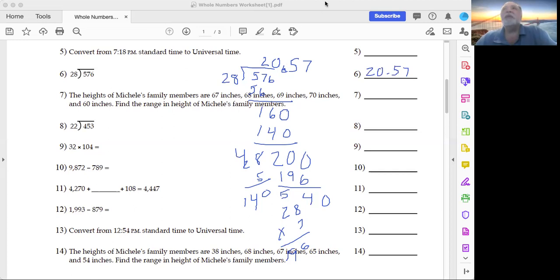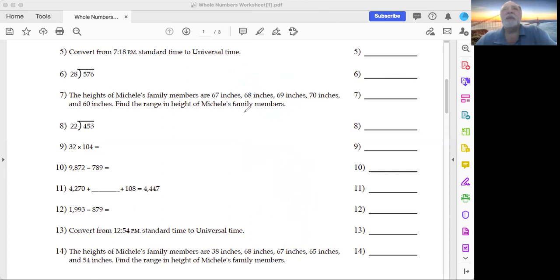All right. So let's clear this. All right. The heights of Michelle's family members are 67, 68, 69, 70, and 60 inches. Find the range of the heights of Michelle's family members, right? So we want to go from the highest to the lowest value. Well, the highest value is 70, all right? And the lowest value is 60, right? So the range is going to be from 70 to 60.